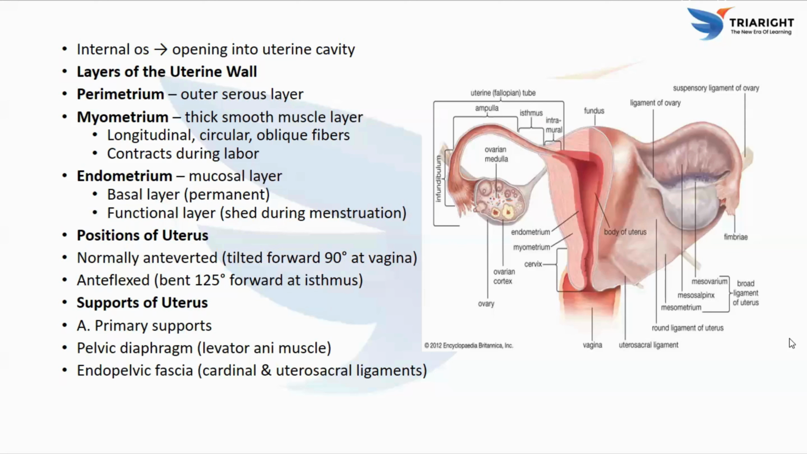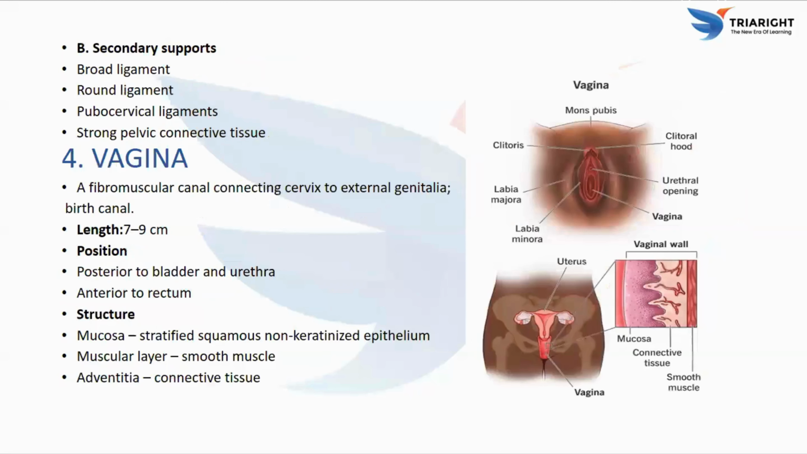And here is a diagram showing the uterus. The diagram shows the ovary, ovarian cortex, ovarian medulla, the fallopian tube and its parts: ampulla, infundibulum, isthmus and intramural. And the layers of the uterus, endometrium and myometrium. Then the ligaments supporting the uterus, the cervix and vagina over here. All parts work together to receive the egg, to allow fertilization, to support the pregnancy and deliver the baby. So the secondary supports of the uterus are the broad ligament, round ligament, pubocervical ligaments and strong pelvic connective tissue.